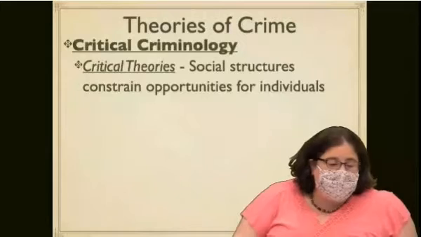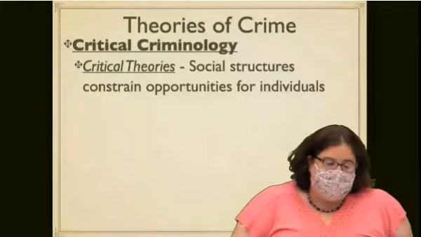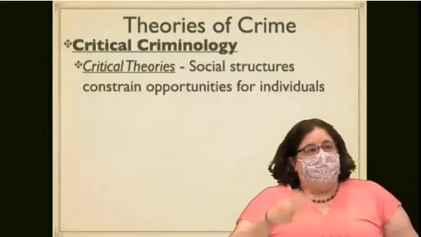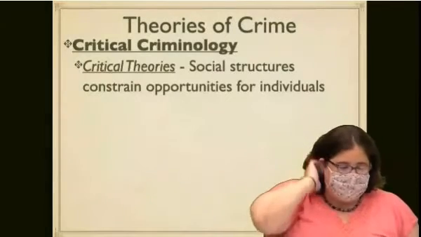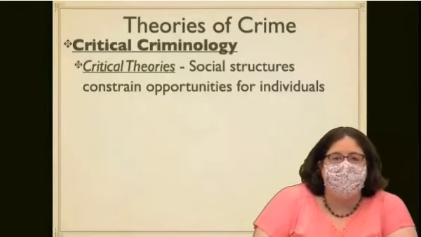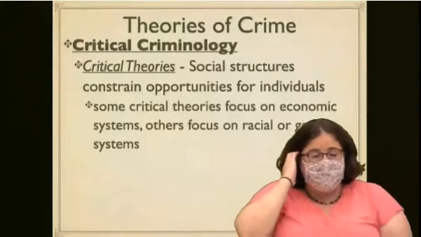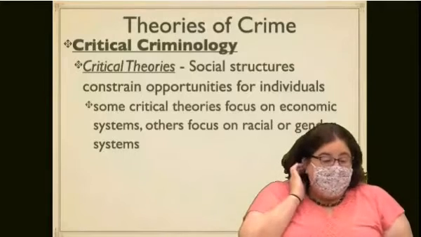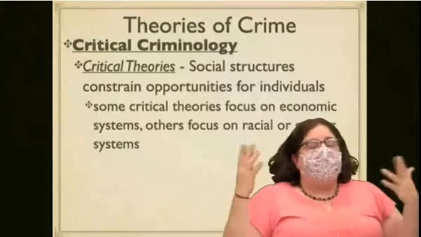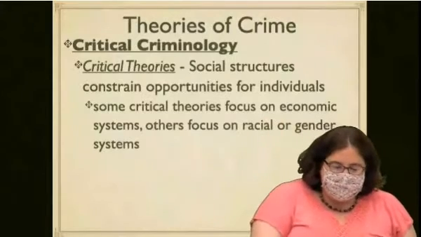It comes from a branch of theory called critical theories, which does include, if you've read the news lately, something called critical race theory. But we are talking about critical criminology today, not the race one. There's a whole set of critical theories, which are theories about social structures constraining opportunities for individuals. Some critical theories focus on economic systems, others focus on racial or gender systems. There are lots of different kinds of critical theory in social science and in legal studies.